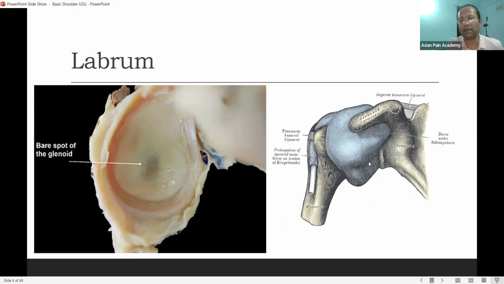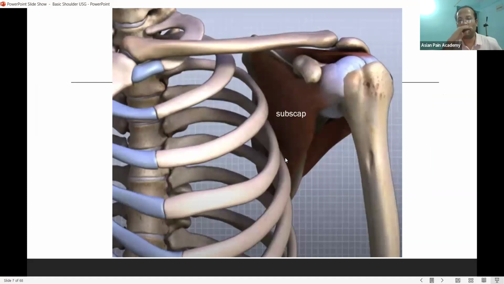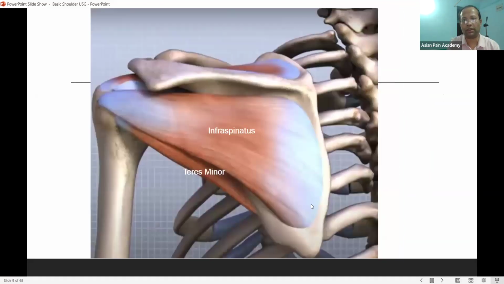Okay, so you can understand, if there is a fluid inside the capsule, some fluid will trek down, and you can see that some fluid is there around the biceps, long head of biceps tendon. Okay, now let us see the muscles. So these are the rotator cuff muscles inside. Okay, I will show you in some other way.